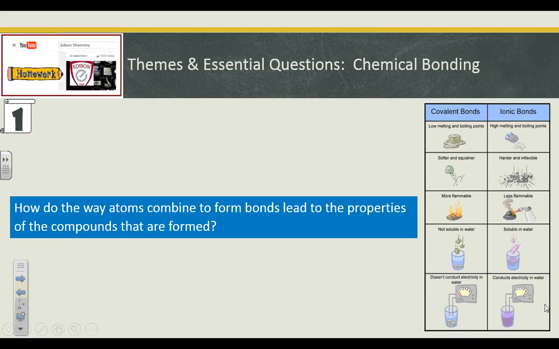How do the way atoms combine to form bonds lead to the properties of the compounds that are formed? I gave you a little hint when I said electronegativity differences determine bond character, and bond character determines the properties of a compound. So the different types of bonds lead to different properties of substances. Okay, and there's a quick pictorial breakdown of some of the things that we're going to see. And very, very interesting picture. I like that a lot. Mr. Milks found a great one there.